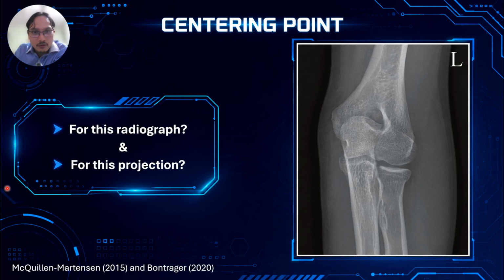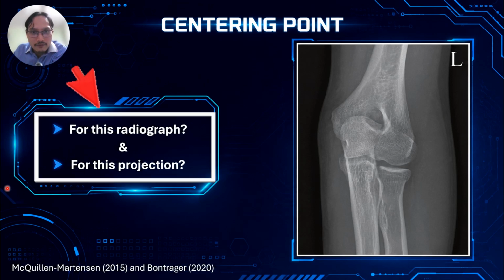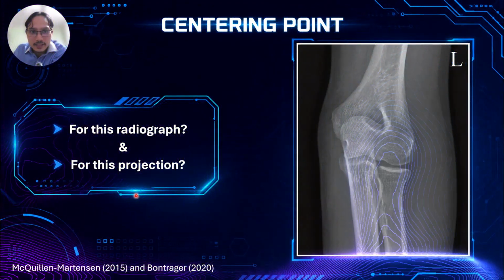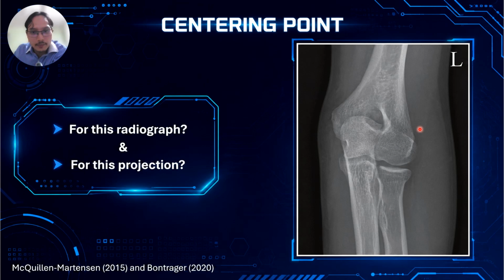Another important component of image evaluation is determining the centering point used for this radiograph and the standard centering point for this projection. The centering point for this radiograph cannot be determined because there is no evidence of collimation on all four borders of the film. The standard centering point for this projection should be at the mid-elbow joint, which is approximately 2 cm distal to midway of a line between epicondyles.